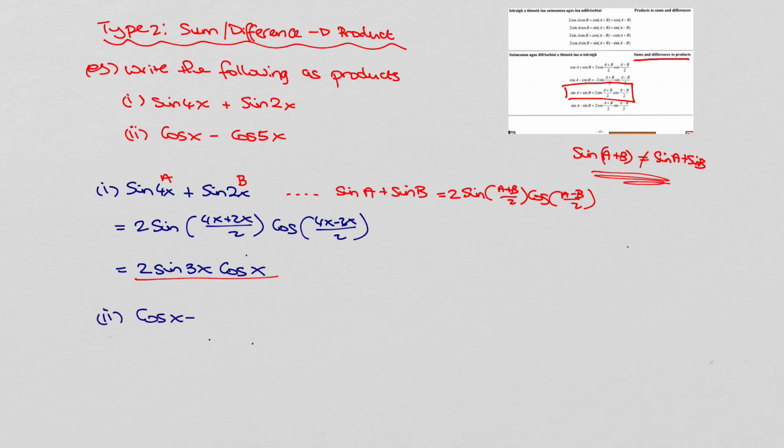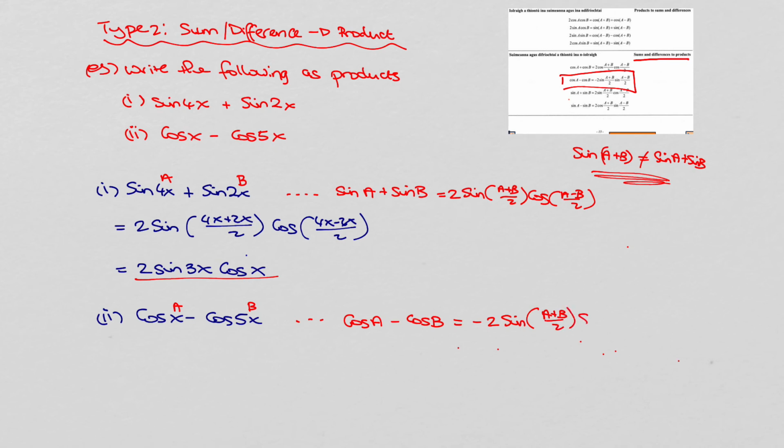we have cos x minus cos 5x. So again, we write A and B over our angles. And therefore, to identify the correct formula, we're looking for cos A minus cos B. And again, if I go to my tables, page 15, cos A minus cos B is equal to minus, so be careful there, that's a minus, 2 sine half the sum, sine half the difference.